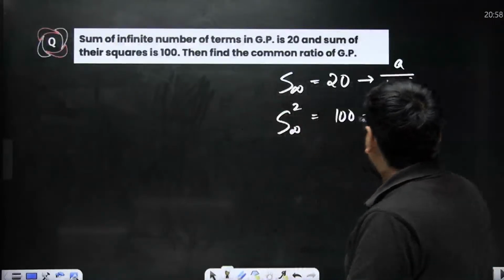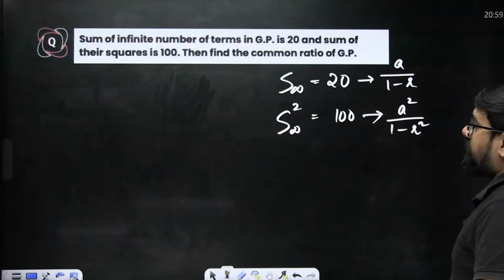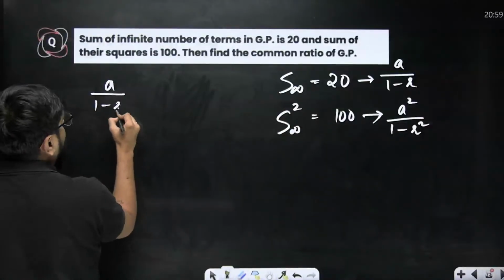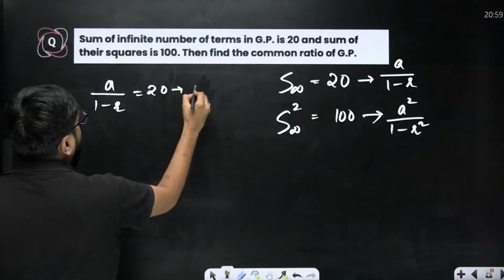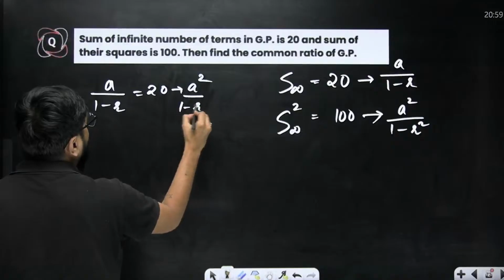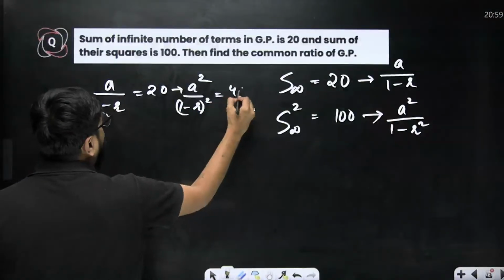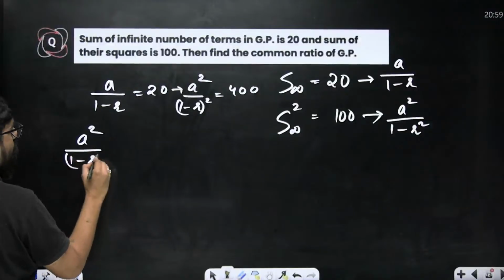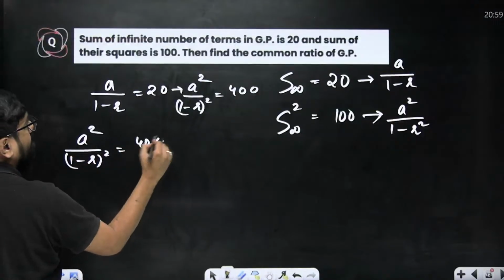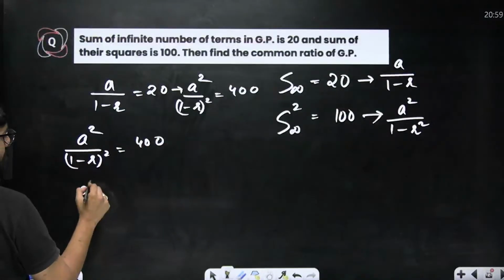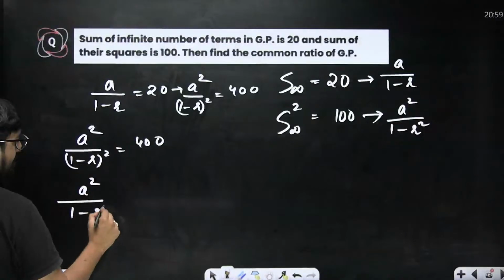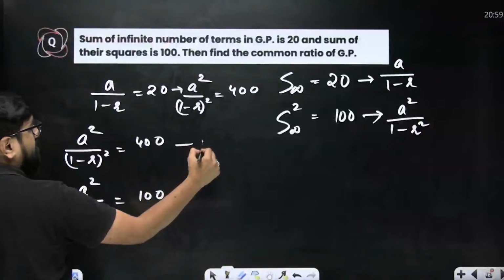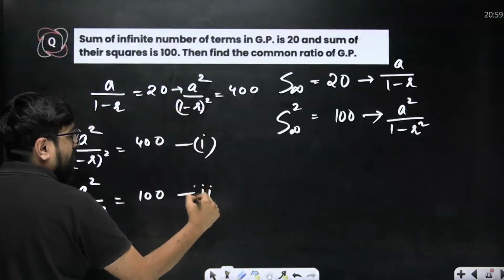Okay, solve this. Same technique you can use. a divided by 1 minus r is equal to 20. So a square divided by 1 minus r whole square will be equal to 400, correct? And already a square divided by 1 minus r square is given to me equal to 100. This is my first equation. This is my second equation.